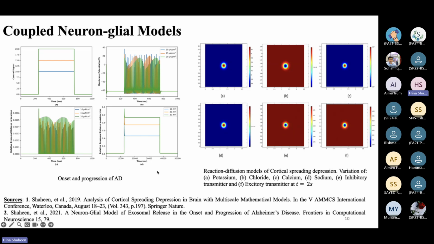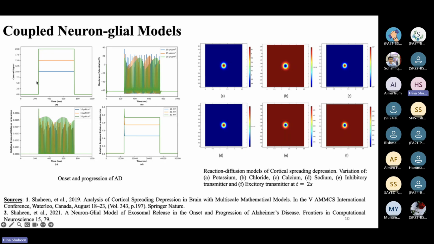Then, instead of integrating data, we have also developed simple coupled neuron-glial models using mathematical modeling approaches. These are two publications I have using these models. The first one was for the onset and progression of Alzheimer disease, where we used simple mathematical models for the membrane potential. We wanted to see the exosomal release in neurons and also the concentration of astrocytes.